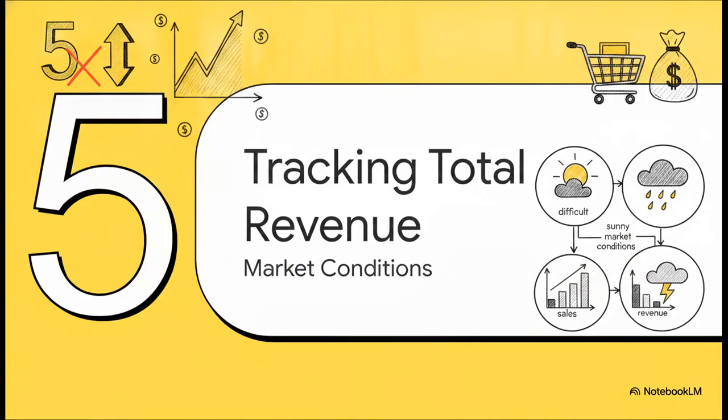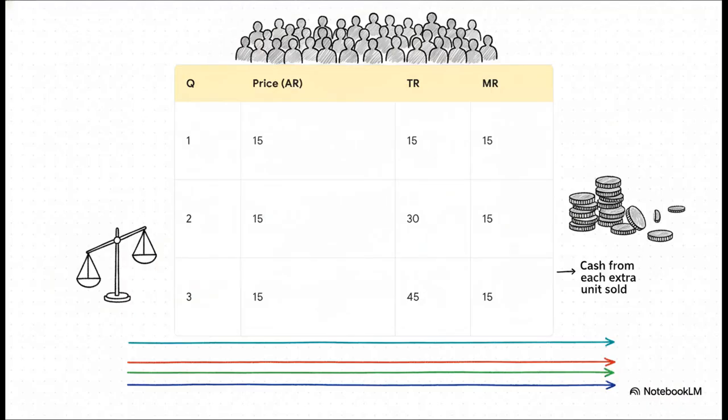Section 5. Tracking total business revenue and surviving market conditions. Costs are really only half the battle, right? Imagine a perfectly competitive market where you're just one tiny player, and you have absolutely no power to dictate prices. The price is constant, it's locked in. Because of this, your average revenue and your marginal revenue, the actual cash you get from each extra unit you sell, stay exactly the same at every single level of output.